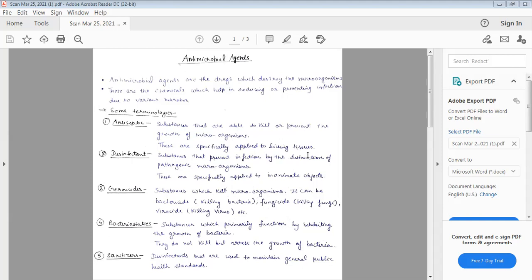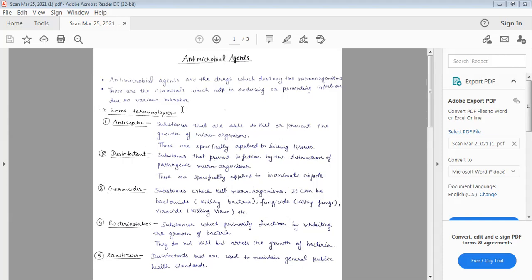Today I am going to discuss a very important topic of pharmaceutical chemistry, that is antimicrobial agents. Antimicrobial: the name itself suggests what these agents are. These are the agents which act against various microorganisms, or we can say pathogens. We can define antimicrobial agents as the drugs which destroy microorganisms. These are the chemicals which help in reducing or preventing infections due to various microbes.